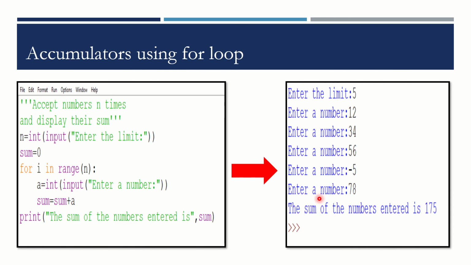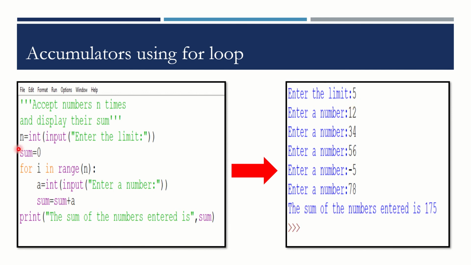Let us see another example. Here I am accepting numbers inside the for loop. So I am accepting the limit from the user. I am accepting n from the user and then running the loop n times. Every time the loop is running, I am accepting a number and then displaying the sum of all the numbers that the user enters.